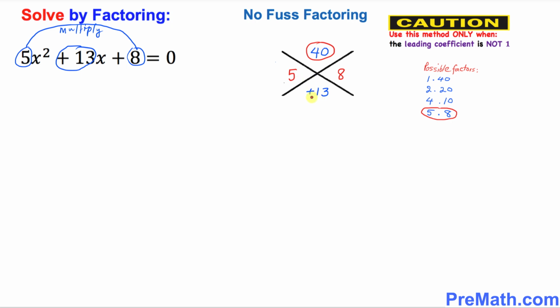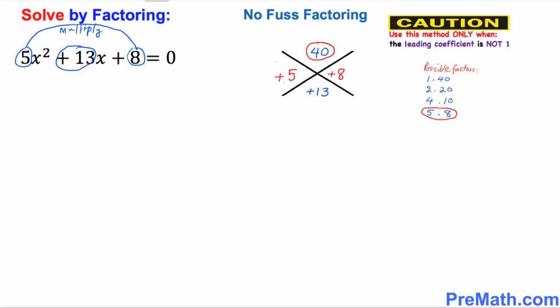Once you put these down, now I want you to put down the signs as well. Since we have a positive 13, then for sure these two signs are going to be positive 5 and positive 8. Once again, let me remind you, when you add these two factors, you must get positive 13. And when you multiply these two factors, you must get positive 40. So that means positive 8 and positive 5 are our factors.